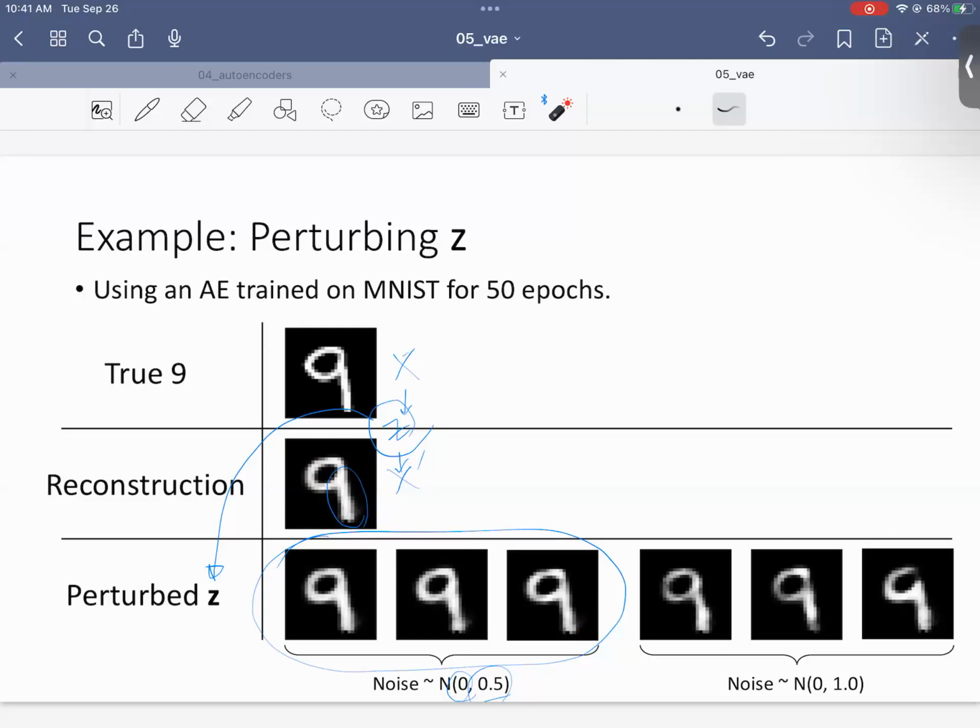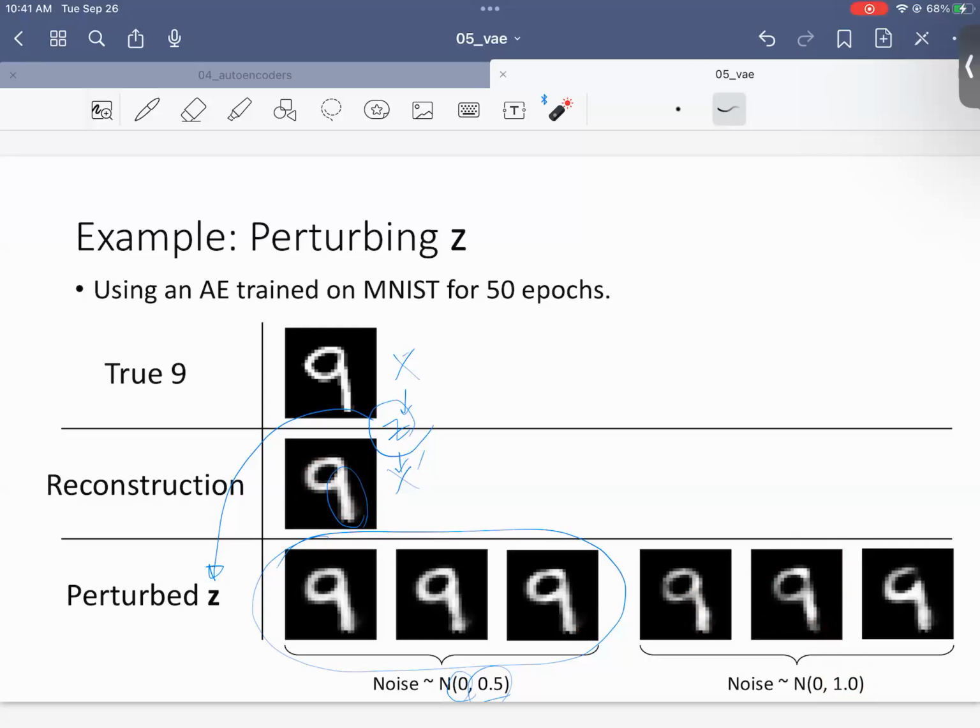If you add a stronger noise, like a standard deviation of 1.0, then you start to see some differences. There's a bit of a skew here, and I guess this is pretty much similar. This one's a bit new.